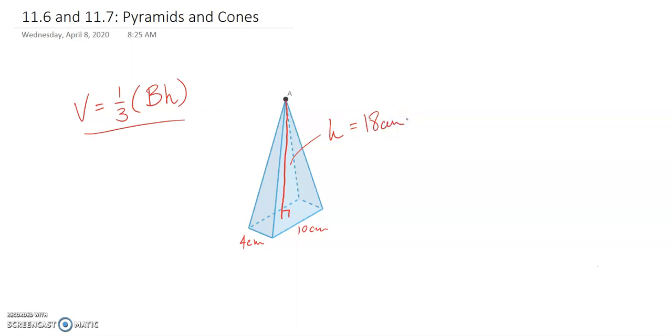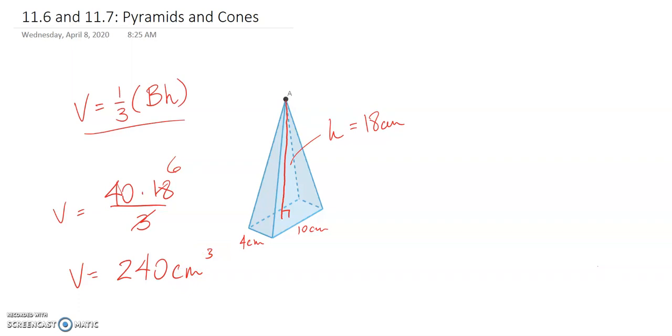So to find the volume, we take the area of the base, which in this case is 40, and we multiply it by 18, and divide the whole thing by 3. So we get a volume for this pyramid that is 40 times 6, so 240 cubic centimeters.